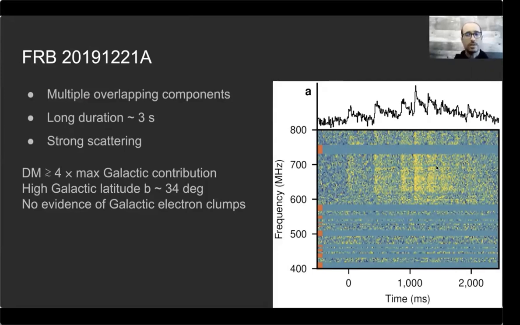Given these characteristics, we first investigated whether this fast radio burst could actually be emission from an unknown galactic pulsar. However, its dispersion measure is more than 4 times higher than the maximum value expected for the Milky Way. And also, it is at a relatively high galactic latitude of around 34 degrees, where the models are not expected to have large uncertainties. We searched the localization region for evidence of supernova remnants or H2 regions, but we didn't find any. So we conclude that this source is actually extragalactic with high probability.